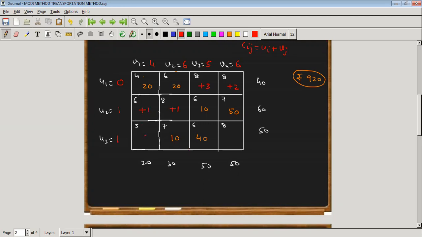In this position, the cost is 0. It means we have an alternate option to send the items. If we allocate some items in this position, there is no change in the cost. And in the last, 8 minus 6 plus 1, 7. So what we observe now is that all the unallocated positions give us plus 1, plus 2, plus 3 or 0. It means now we have reached the optimal solution, right? But we have an alternate option. What is the alternate option? If we send some items there, then the cost remains the same.